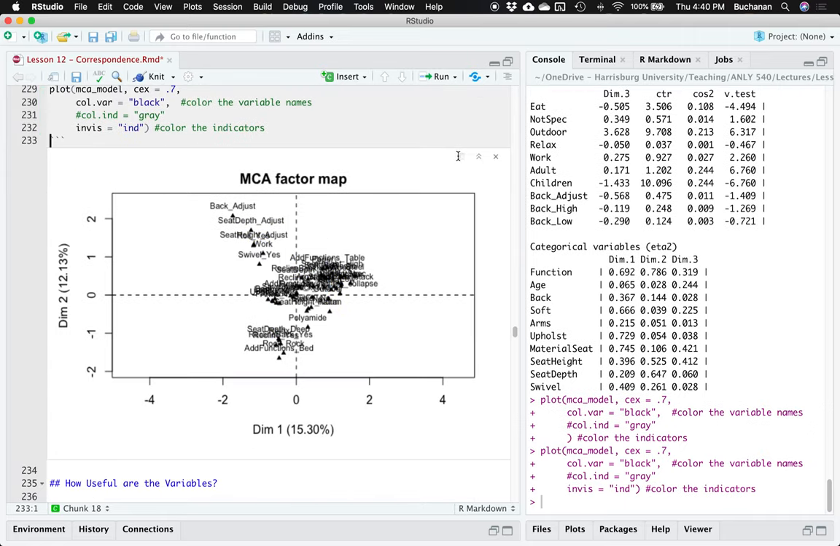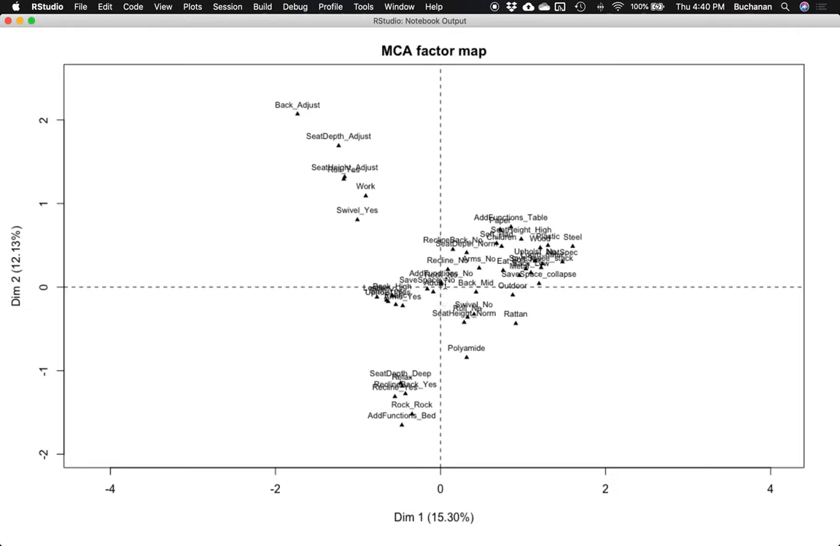So now I can see that factor map without all of the individual chairs laid on it. It's still going to be hard to read, just because we have a lot of different category options. So notice here that what we've got is each individual component of each column, right? So the back adjust, right? This is the back variable and this is adjustable or not, right? So each one has its full label on here. Okay, and these are its chairs at swivel, and then swivel no will be on here somewhere.